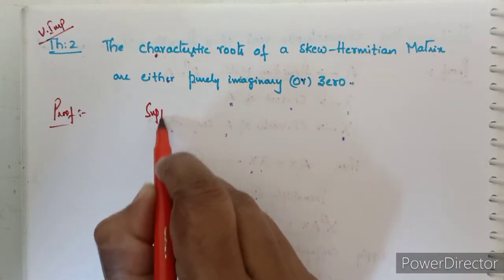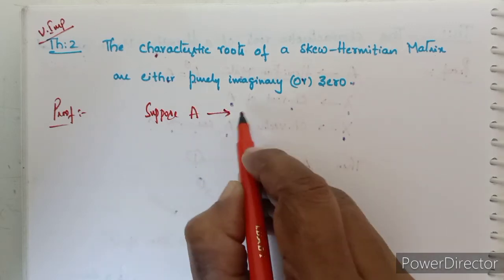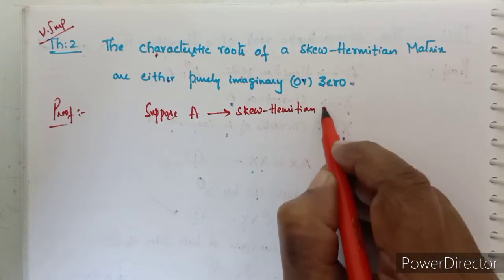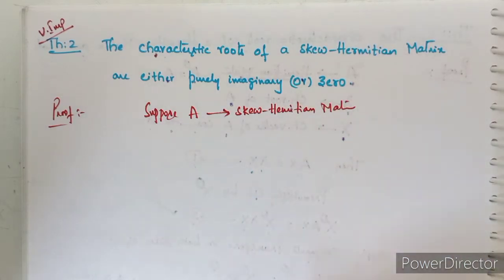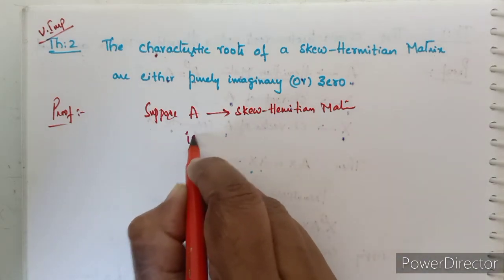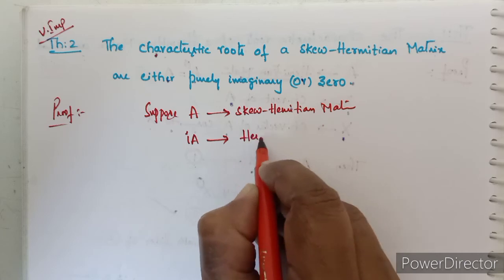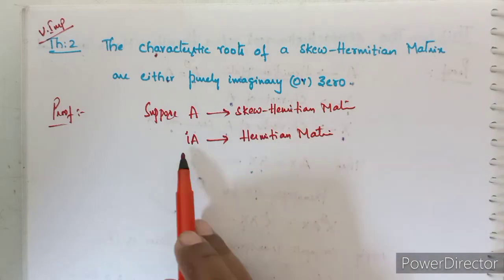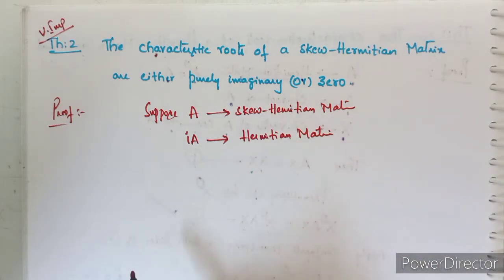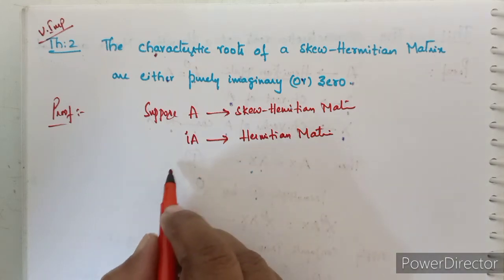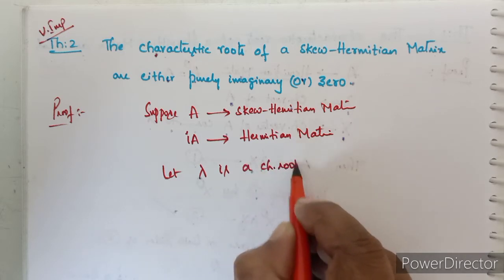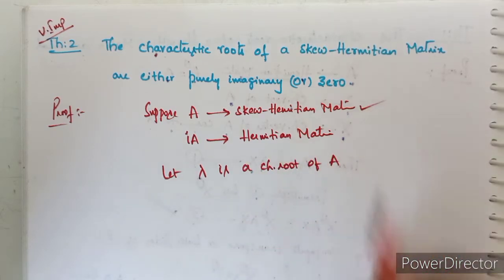Suppose A is a skew Hermitian matrix. Then I into A is a Hermitian matrix. So on multiplying this matrix with I, IA will become a Hermitian matrix. Let lambda be a characteristic root of matrix A. For this skew Hermitian matrix, lambda is a characteristic root.